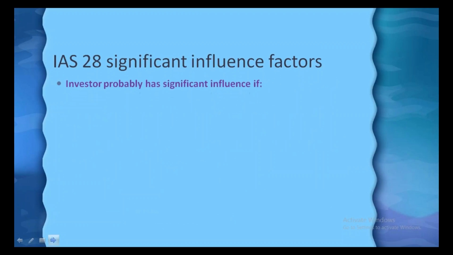So what are the significant influence factors? Sometimes the examiner might not give you the holding, but he might give you some of these factors so that you will know whether it's an associate company or a subsidiary company. One factor is representation on the board of directors. You will not have the majority of the board of directors in company A, but you will have a fair number of directors.